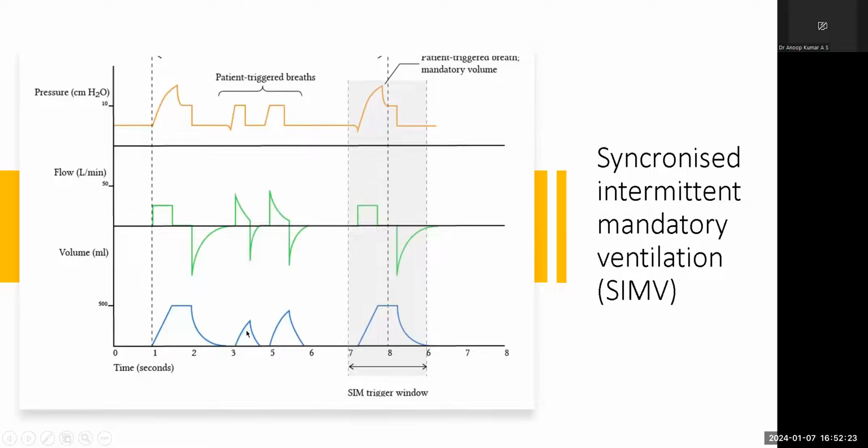Sometimes the volume will be too low. So there we can support it with SIMV pressure support, where you can keep a pressure support level. But even if you keep a particular pressure support level, the volume will be varying. So that is the problem with SIMV.